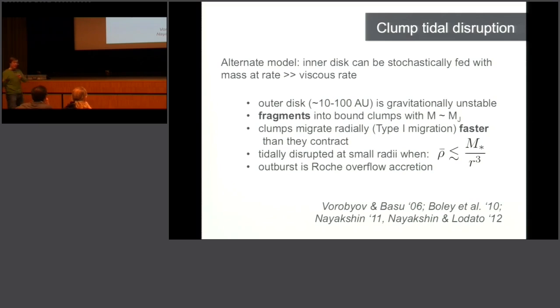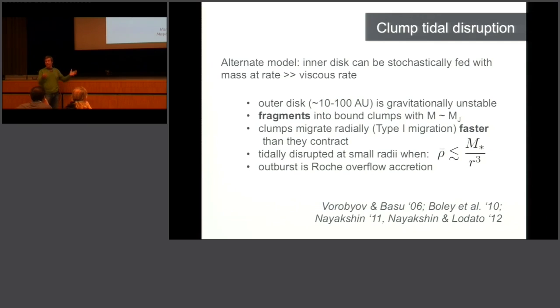So if they migrate very rapidly inwards while remaining quite large and fluffy, when they get to small radii, they might be tidally disrupted by the tidal gravitational field of the central star. And that will happen when their density is smaller than something like the stellar mass divided by r cubed. And in that case, the outburst is this material which is being tidally disrupted. It's being fed directly to the disk on a very small scale, maybe less than a tenth of an AU, and it just piles directly onto the star.